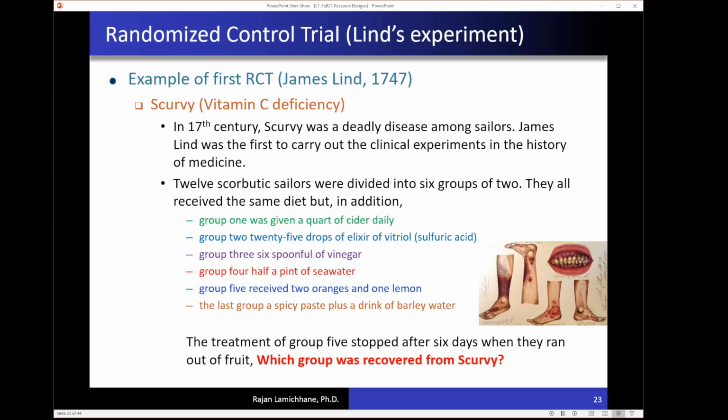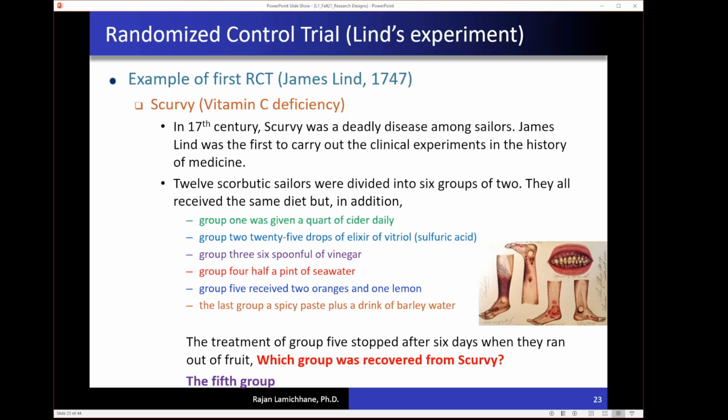The fifth group received 2 oranges and 1 lemon, and the last group was given a spicy paste plus a drink of barley water. I'm not sure how he selected all these different treatment modalities, but maybe it was based on the practice that existed at that time. And the interesting thing is that after 5 days, the fifth group, who received 2 oranges and 1 lemon, even though their supply ran out, were the first group to recover from scurvy.